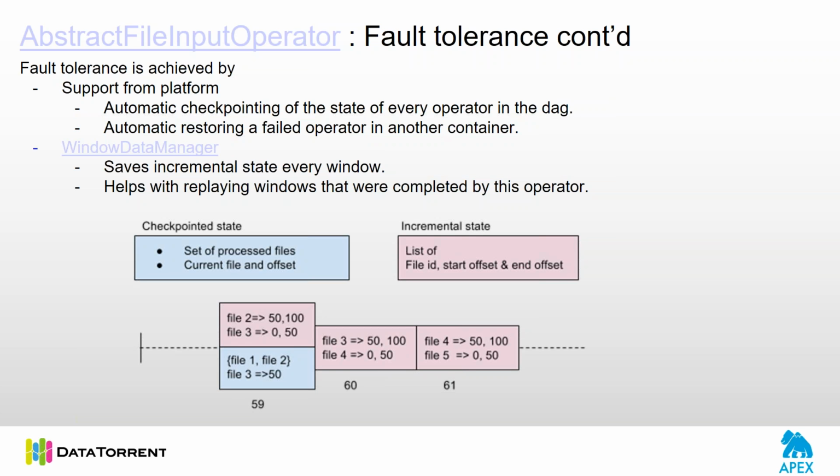After the restoration, when it starts processing window 60, it will know that it had completed window 60 in the previous run, so it will use the incremental state information and open file 3, read it from offset 50 to offset 100, and file 4 from 0 to 50, and it will do the same for window 61. In window 62, where there is no incremental state, the operator will just resume its normal processing. So this is how this operator is made fault tolerant in Apex.